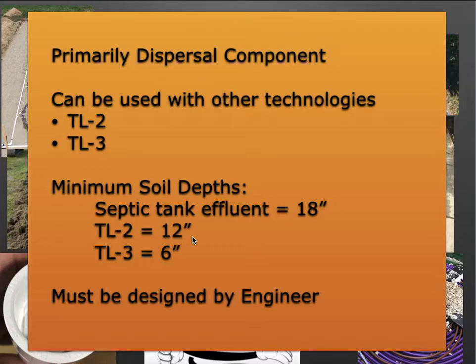For treatment level 3, with disinfection, if that's the level of treatment that you're getting with your pre-treatment unit before going out to the Oscar 2 system, then you only need 6 inches, and that 6 inches can be the spec'd out C-33 sand. The system must be designed by an engineer, as a reminder, but as you can see, this system is very beneficial in sites where you have very shallow soil conditions.